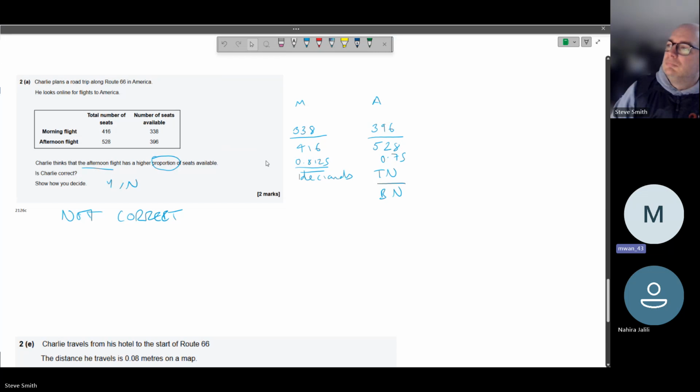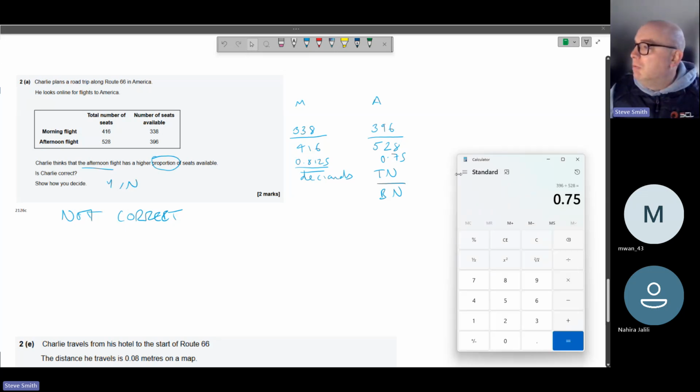What if you just subtracted the numbers? Would it still make sense, or do you have to find the decimal? No, because if you just did 416 take away 338, you'd have just the number of seats available. But don't forget, this plane's bigger. So even though there might be more, what is the actual number when we do that?